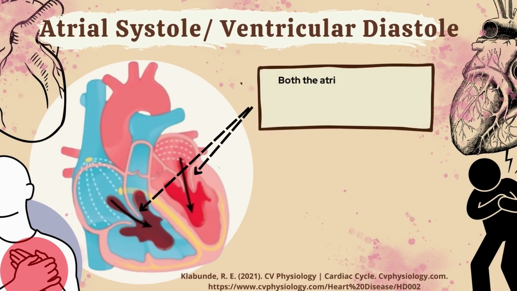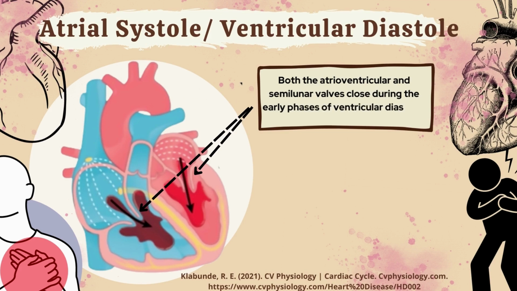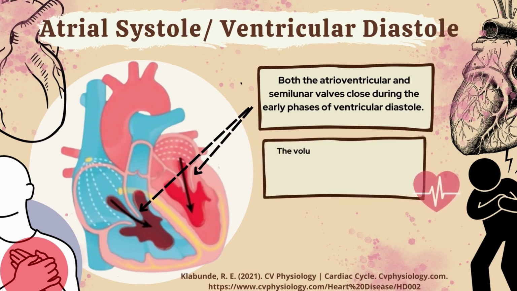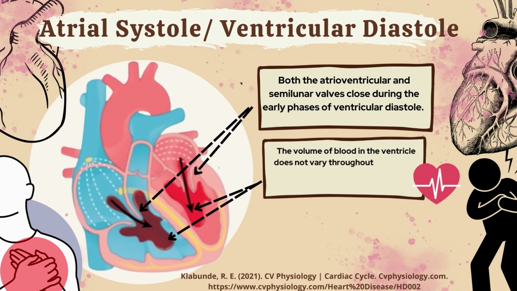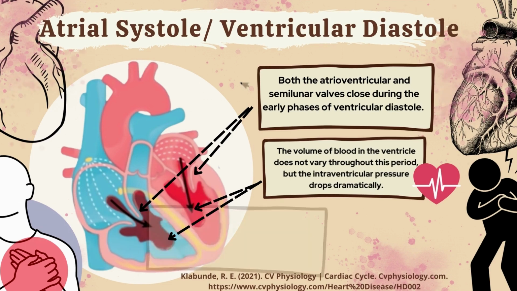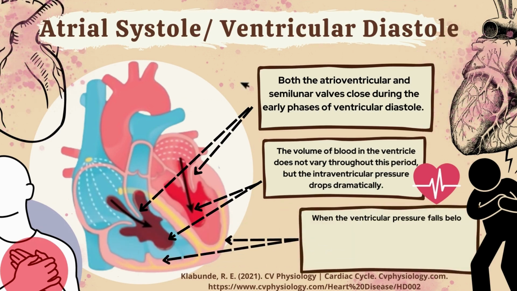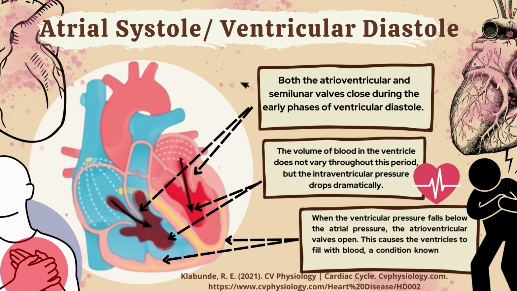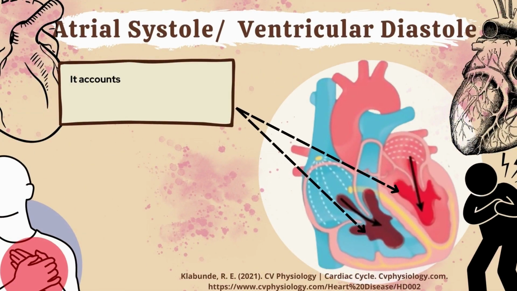Ventricular diastole. Both the atrioventricular and semilunar valves close during the early phases of ventricular diastole. The volume of blood in the ventricle does not vary throughout this period, but the intraventricular pressure drops dramatically. When the ventricular pressure falls below the atrial pressure, the atrioventricular valves open. This causes the ventricle to fill with blood, a condition known as fast filling of ventricles. It accounts for the majority of the blood in the ventricle prior to contraction.